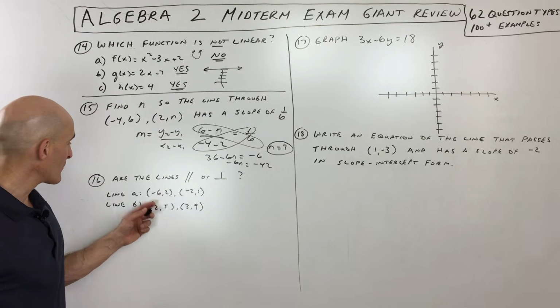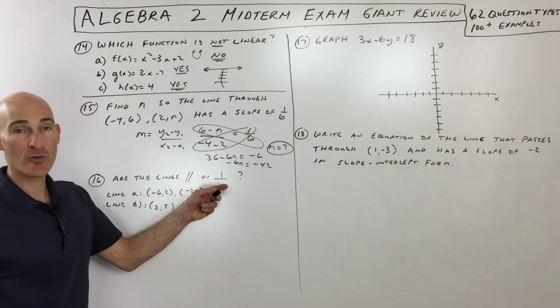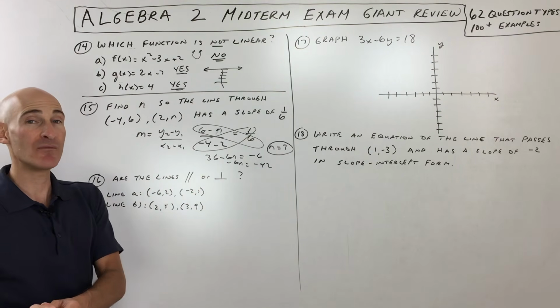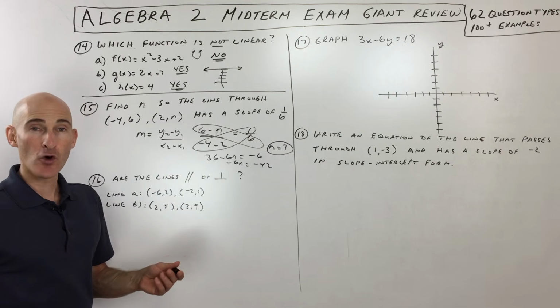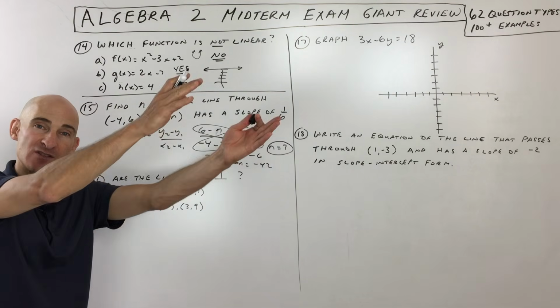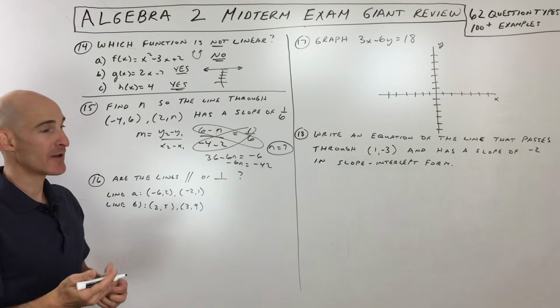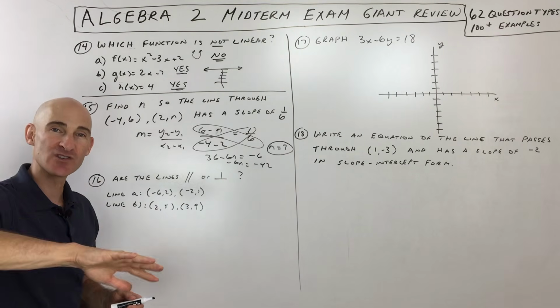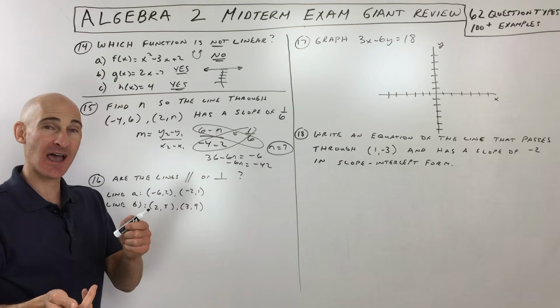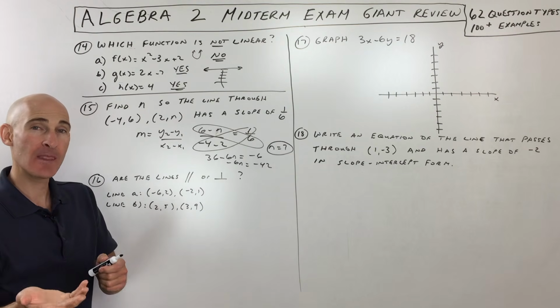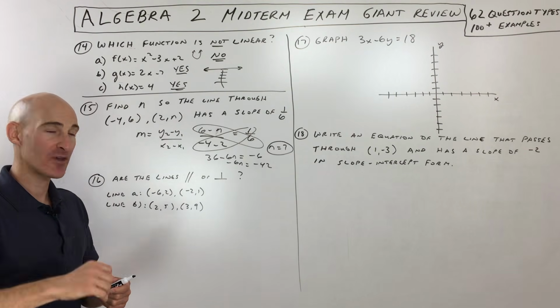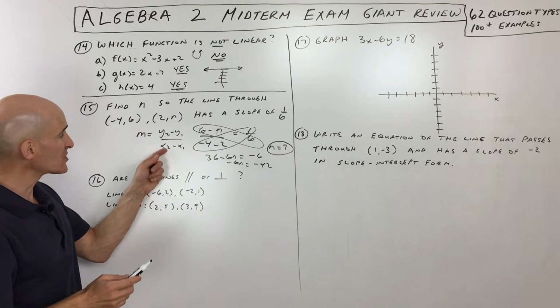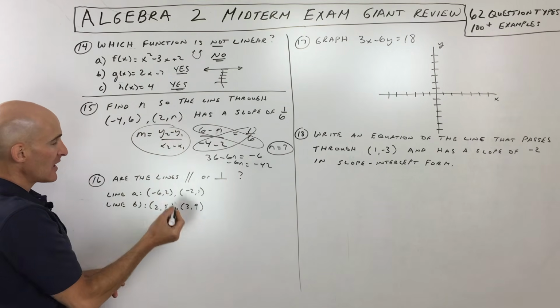Okay, the next one, number 16, says, are the lines parallel or perpendicular? Now what they're testing us on in this problem is, do we know the slope? If the slopes are the same, that means they're going up at the same rate, and that means they're parallel. If the slopes are opposite reciprocals of each other, meaning they're the opposite sign, one's positive, one's negative, and the reciprocal, you flip it over. So it's a combination of those two. So we're going to use the slope formula like we did up here, and let's go ahead and do that.